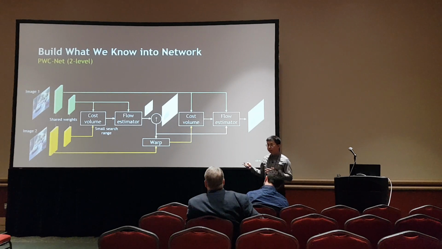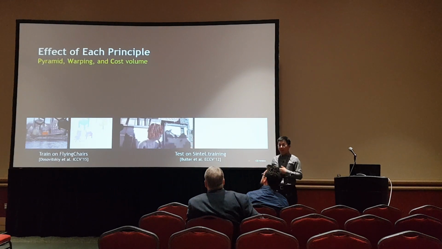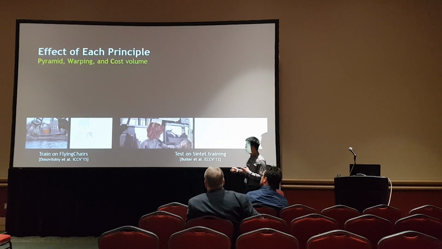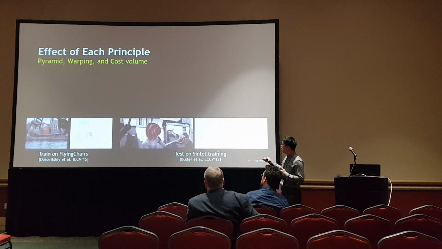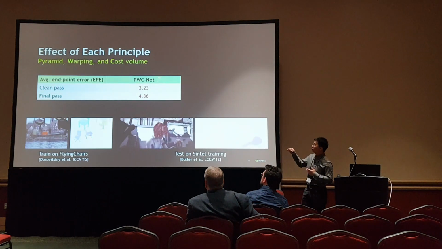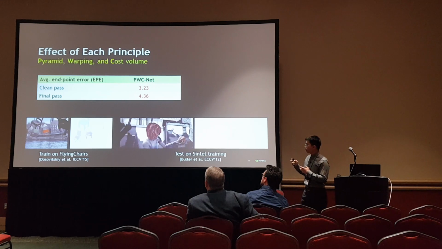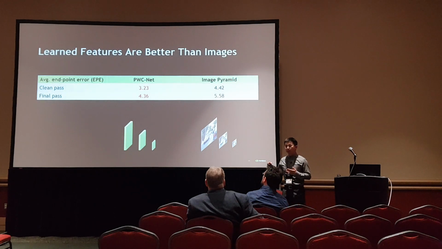And so the PWC net used 3 great principles: pyramid, warping, and cost volume. You may wonder how much each contributes to the performance. So we performed this study. We trained the models using the Flying Chairs dataset and tested on the Sintel training set, both the clean and the final pass. This is a full model using all the 3 principles. This is the endpoint error, smaller is better. The first test we do is we replace the feature pyramid with the image pyramid, and everything is the same. And we can see there is more than 30% drop in performance.